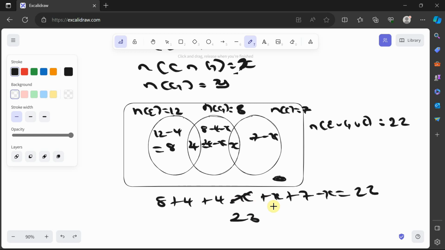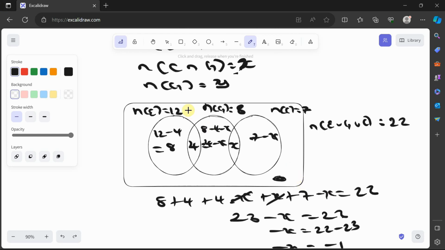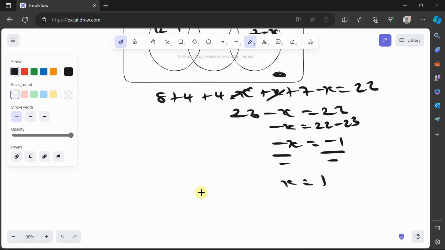Minus X and minus X should add up to minus 2X... Then minus X is equal to 22. So minus X is equal to 22 minus 23. And if I move this down, minus X will now be equal to 22 minus 23, which is what? Minus 1. So if I divide this side by minus, our X should be equal to 1. We're told that we should find the number of people that study government only. So government only is just this, which is 4 minus X. So government only is 4 minus X, and that will be 4 minus 1, which is equal to 3.